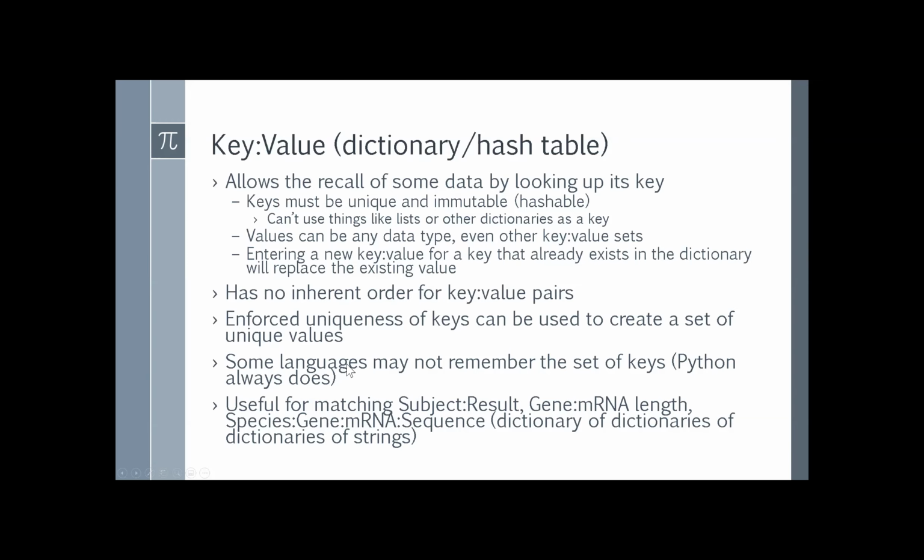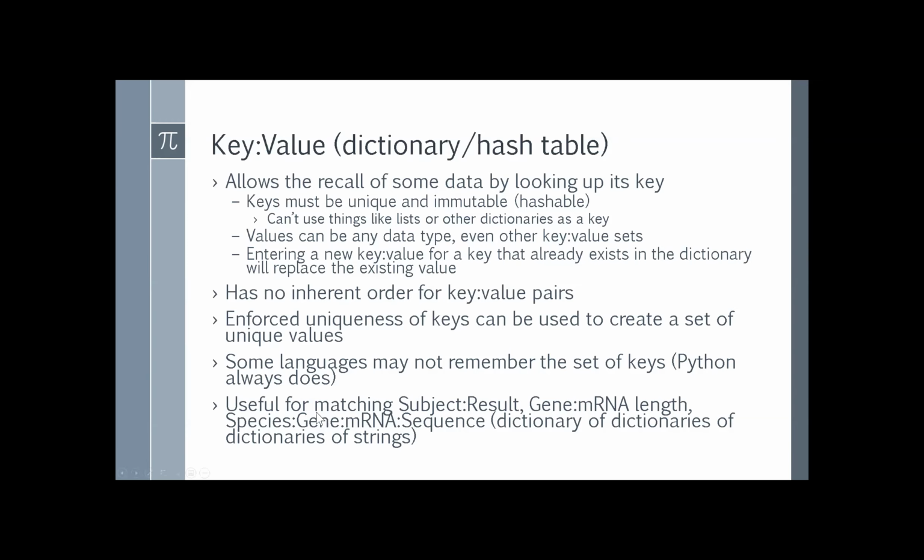Some languages like C++ and Perl don't remember your set of keys. So you have to actually be the one who has something in there to remember what all your different keys are. Python, however, does maintain a list of keys, so that's not a big issue in Python. And you can actually build some very nice hierarchical structures using these dictionaries.